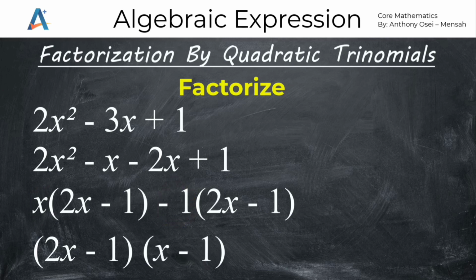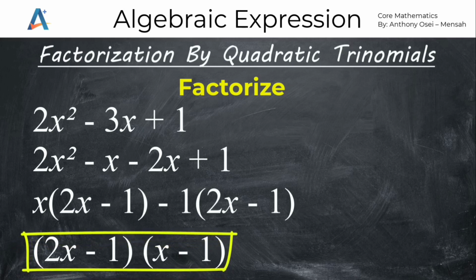So x minus 1. So at the end of the day, we are going to have 2x minus 1, x minus 1, all in brackets, as our final answer for this particular question.